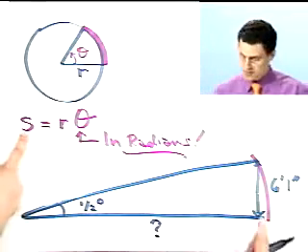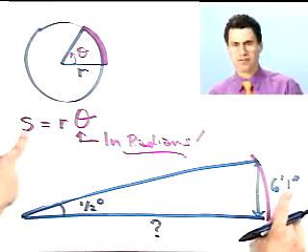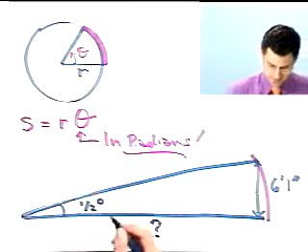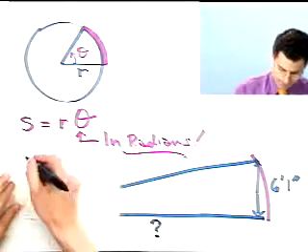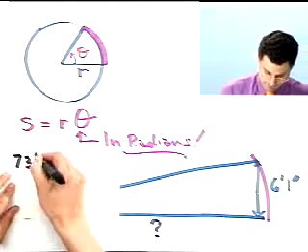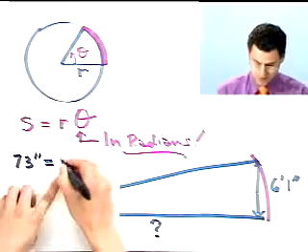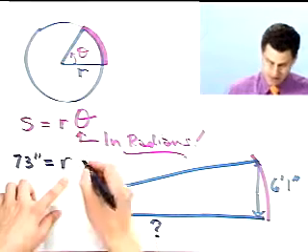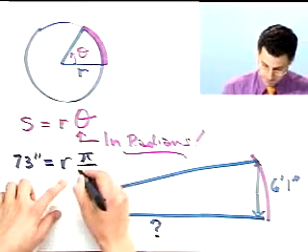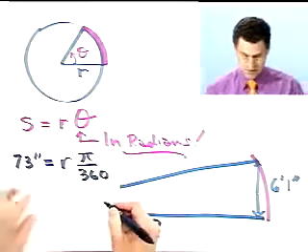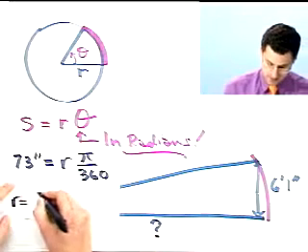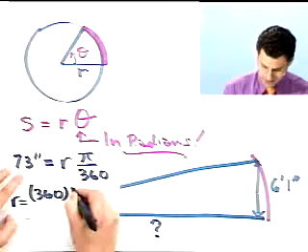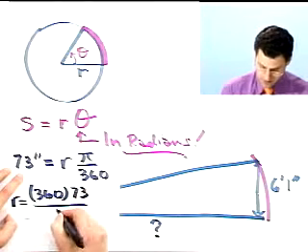And what do we put in here? Here we put in 6 feet 1 inch, which let's just convert everything to inches. That would be 73 inches. So I see 73 inches equals the radius, which is not known to us at the moment. And then the angle is pi over 360. So that means that the radius would equal 360 times 73 all over pi.